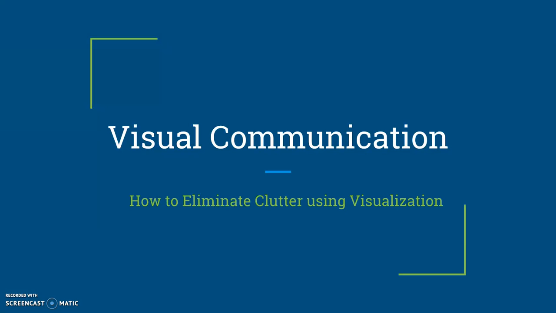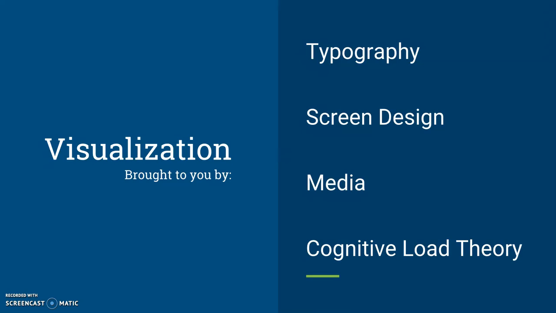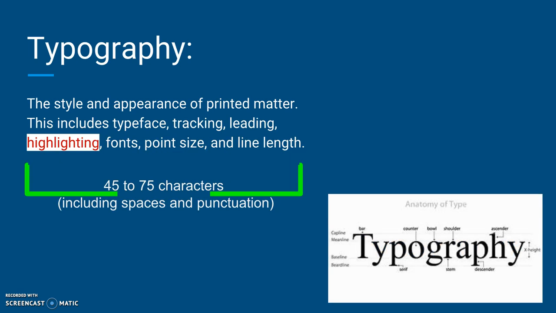Visual communication, how to eliminate clutter using visualization. Visualization is made up of 4 key components: typography, screen design, media, and cognitive load theory. Typography is the style and appearance of printed matter. This includes typeface, tracking, lettering, highlighting, fonts, point size, and line length.